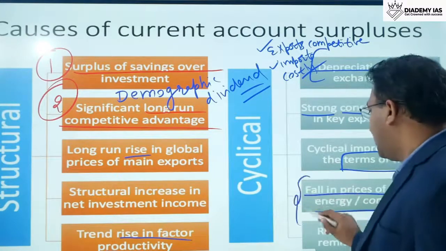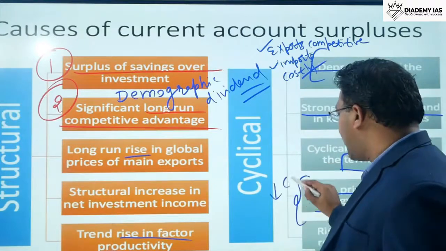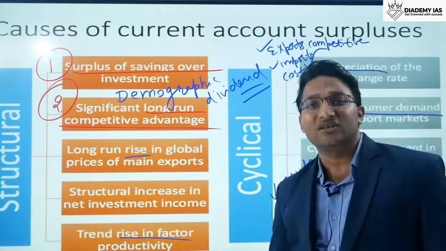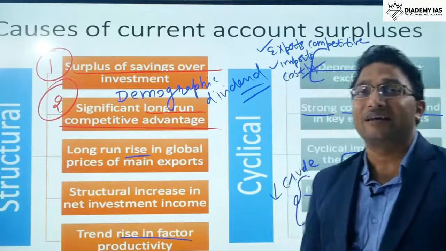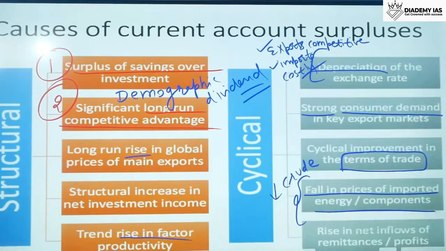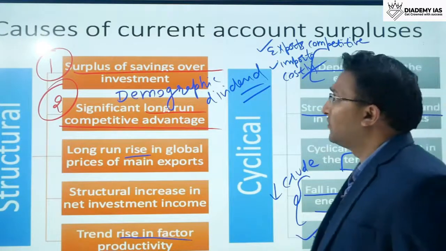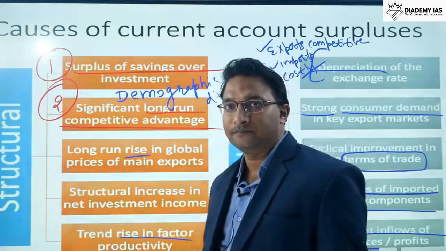So this is possible when the crude oil prices are declining. So for example, in India, in 2016-17, the crude oil prices declined, and because of that, this fall in prices was there. Rise in the net inflow of remittances or profit. This is also possible. So these are the different possible reasons of the current account surplus.